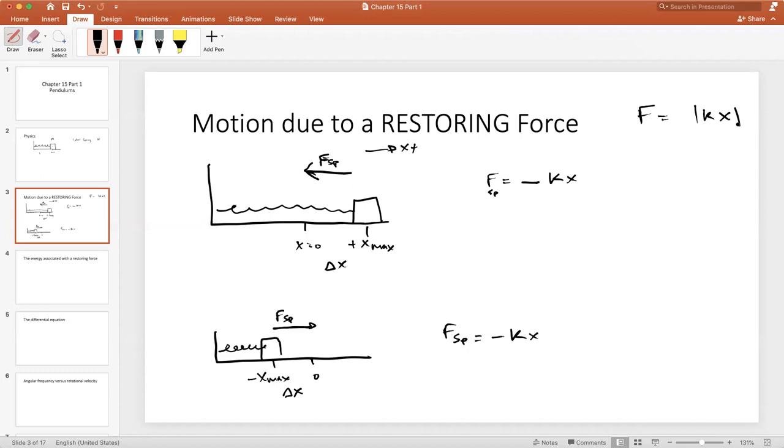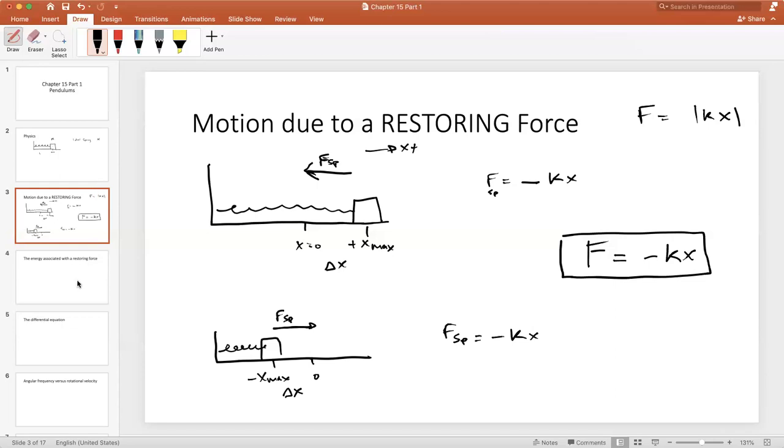So anytime we have a restoring force, the force is negative kx. That's all I want you to get out of this right now. But I wanted to show you where the negative comes from and why it's always a negative. Unlike friction, friction is always negative because it's always pulling energy out, always going in the opposite direction of the velocity. This is a negative because it's always in the opposite direction of the displacement, okay?